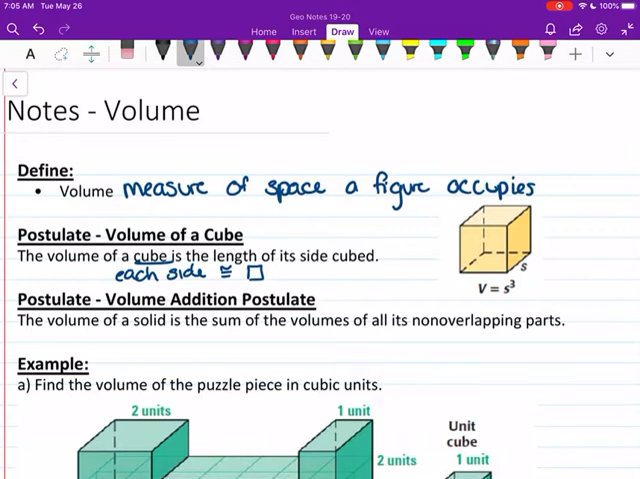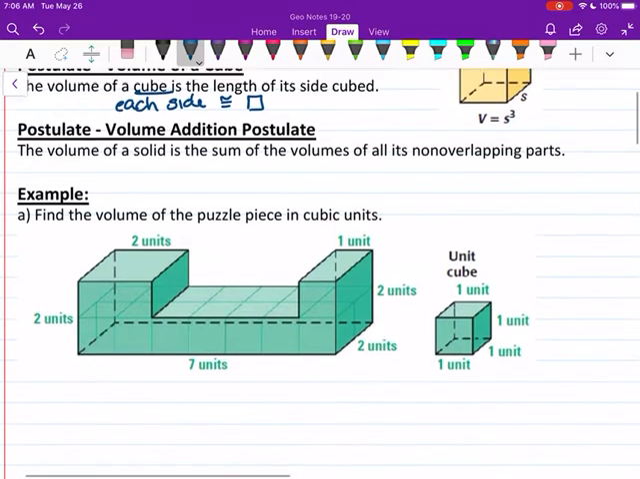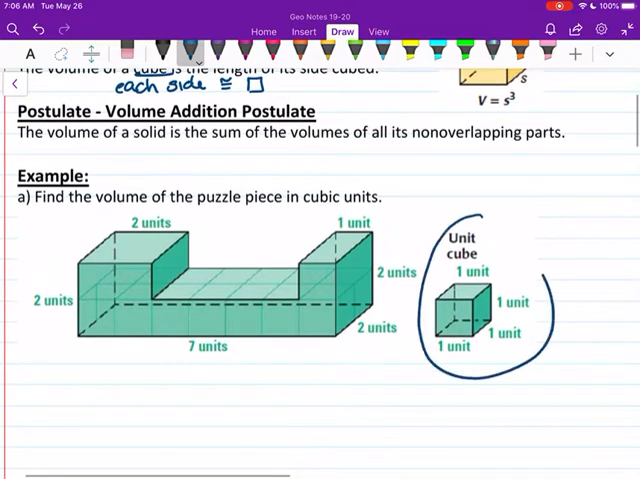Our next postulate is the volume addition postulate, and it says the volume of a solid is the sum of the volumes of all of its non-overlapping parts. Okay, that makes sense. All right, here's an example where we put those two together. Find the volume of the puzzle piece in cubic units. Okay, so over here it discusses 1 cubic unit is 1 by 1 by 1.